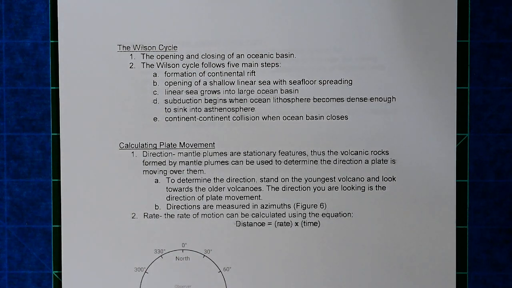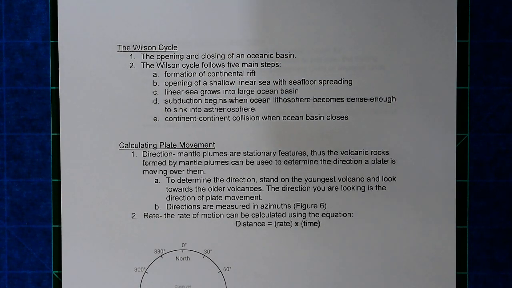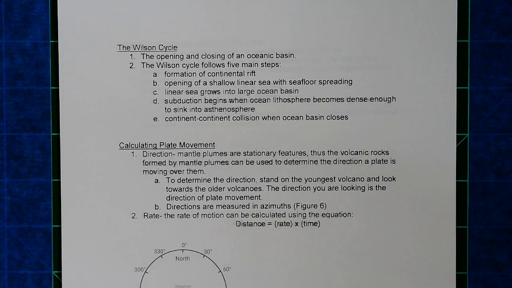And then there's a few things that I hadn't introduced in lecture that I'd like to introduce now in lab. And one of those is this concept called the Wilson cycle, which is the opening and closing of an ocean basin. So in lecture, I talked about how supercontinents come together, right? All the continents come together, and then they break apart, and then eventually they all come back together again. And the Wilson cycle is part of this.